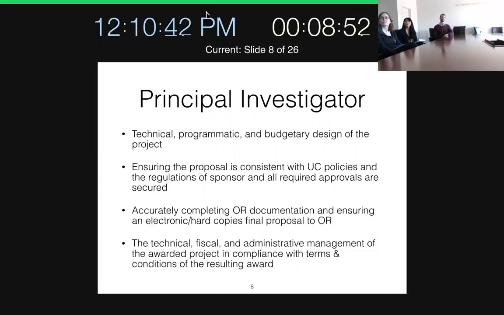We do the technical, programmatic, and budgetary design of the project. We ensure the proposal is consistent with UC policies and regulations of the sponsor, and all required approvals are secured. So this is kind of our responsibility. It's not just pass it off and let someone else manage it. Accurately completing OR documentation, ensuring electronic hard file copies are final proposal to OR, which relates to the 45-day pre-notification we're asking for now.